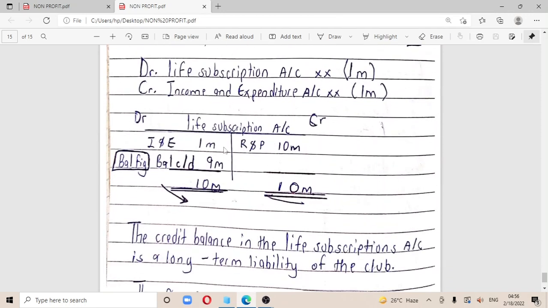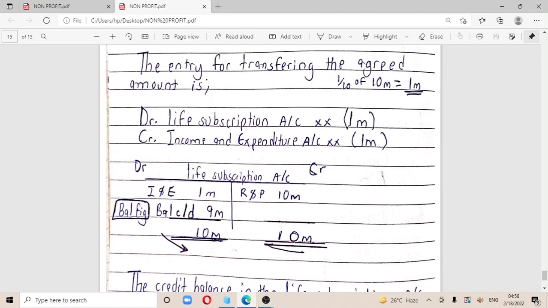Remember you had taken 1 out of 10 of the 10 million, which is 1 million. So once you debit the life insurance, you're going to credit the income and expenditure account. So you come on the corresponding side and you put there 1 million. This is the 1 million. Having done that, the balancing figure will be a balance carried down, which is this. This balance carried down of 9M, because once you add this you get 10M, and this side 10M. To make this debit side balance, the balancing figure will be a balance carried down, which is going to be 9 million.